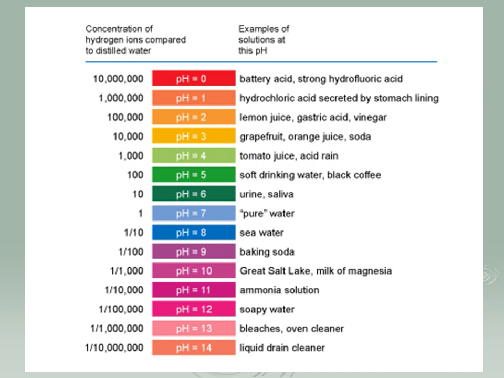On the other end, bases tend to have a high pH. If you have a pH of 14, that means you have a very strong base. It's about as basic as you can get. An example here is liquid drain cleaner. A pH of 13 covers bleaches and oven cleaner. So don't let that confuse you. A low pH means you have a strong acid with a lot of hydrogen ions in it. A high pH means you have a strong base with very few hydrogen ions in it.